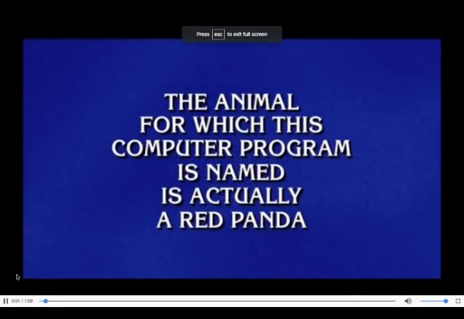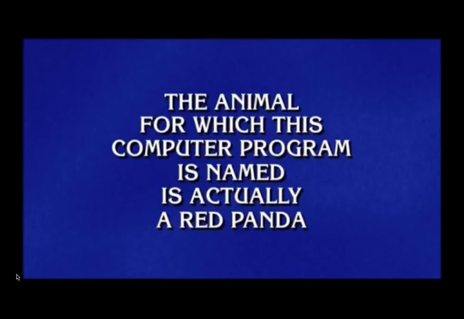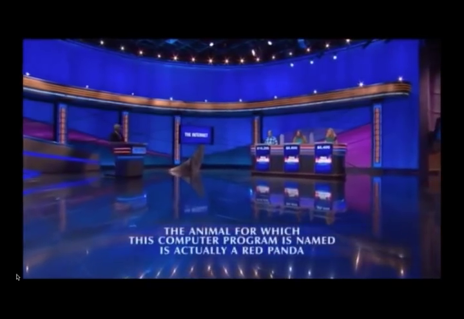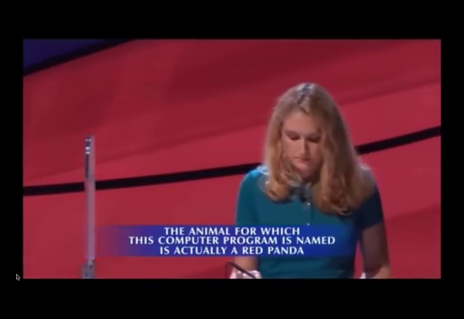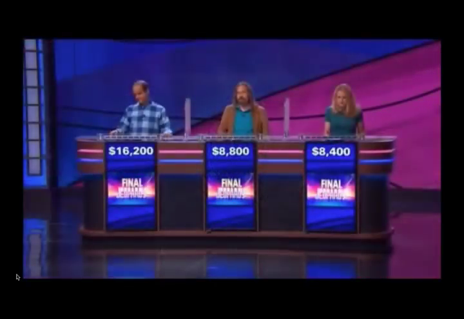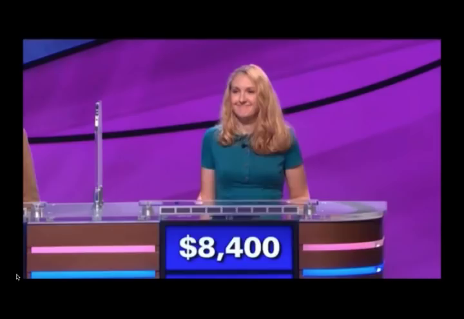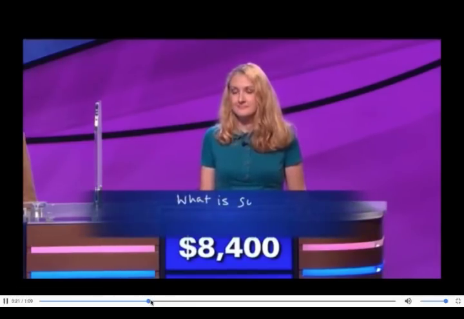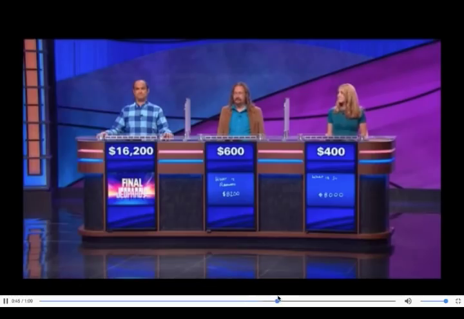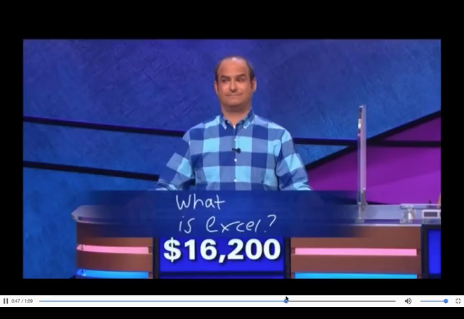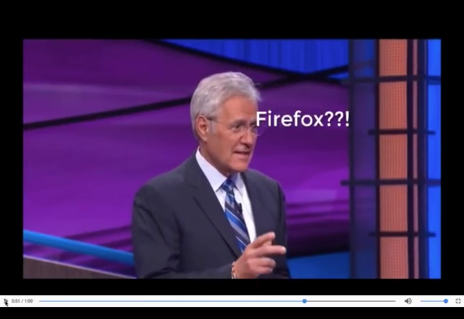The animal for which this computer program is named is actually a red... 30 seconds, players. Good luck. Heidi, we come to you first. Did you write anything down? You were struggling with this. What is Raccoon? And then the last guy said, what is Excel? You ever used the browser Firefox? Bam, there it is. Firefox. Wow.